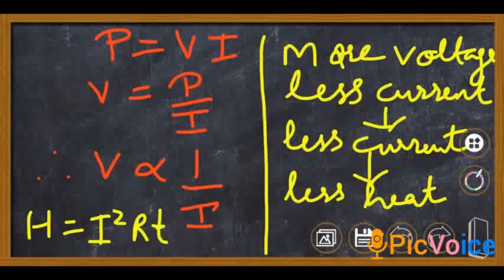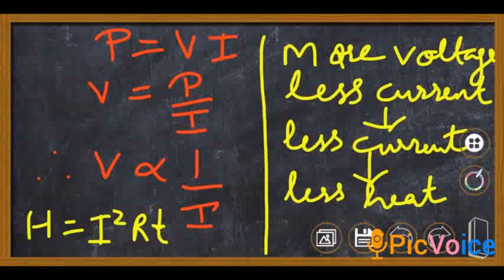Now as I told you earlier, just a quick recap: P = VI, V = P/I, so V is inversely proportional to I. And there is one more formula, H, the heat: H = I²RT. That is, the heat generated is directly proportional to the square of the current. So the more current flowing, the more heat will be produced, and the wire is going to get heated and damaged. That is why we cannot transmit a high current.